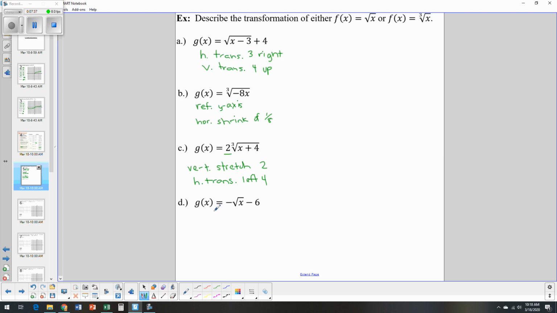For our last example here, we have a negative on the outside. That means it's a reflection in the x-axis. Reflection in the x-axis, and then on the outside we had -6, so that's a vertical translation of 6 down.